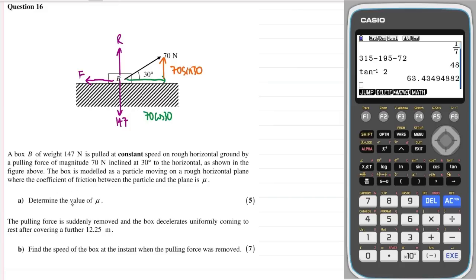Okay, it says determine the value for mu. Well, let's resolve vertically first in order to work out what R is, because that's helpful to find friction. So I've got R going up, and I've got 70 sine 30 going up. So that must equal the downs, which is 147. Sine 30 is a half, so R is equal to 112.